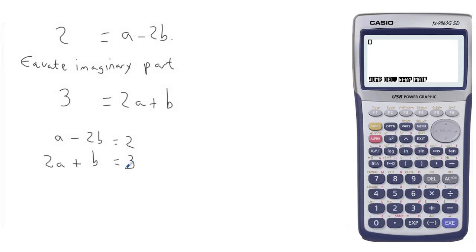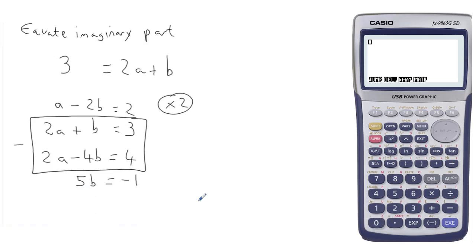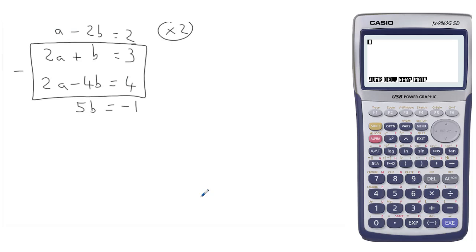We want to make the coefficient of either a or b the same. I'm going to do it with a. I'm going to times equation 1 by 2. That gives 2a minus 4b equals 4. Then I want to combine these two. I'm going to subtract. 2a minus 2a is nothing, b minus minus 4b is 5b, equals 3 minus 4, which is minus 1. So if 5b equals minus 1, then b must equal minus 1 over 5.